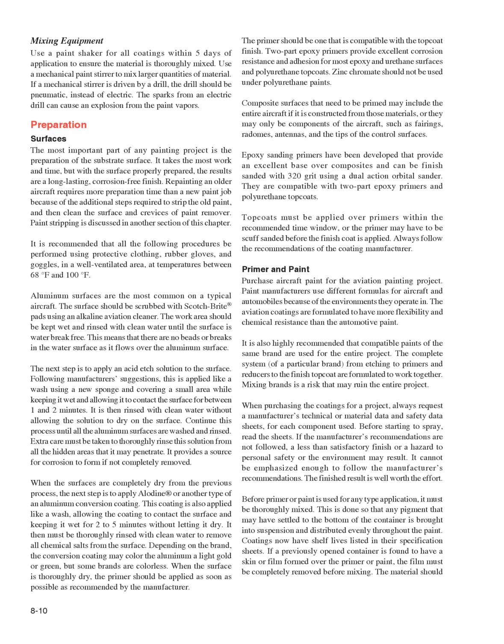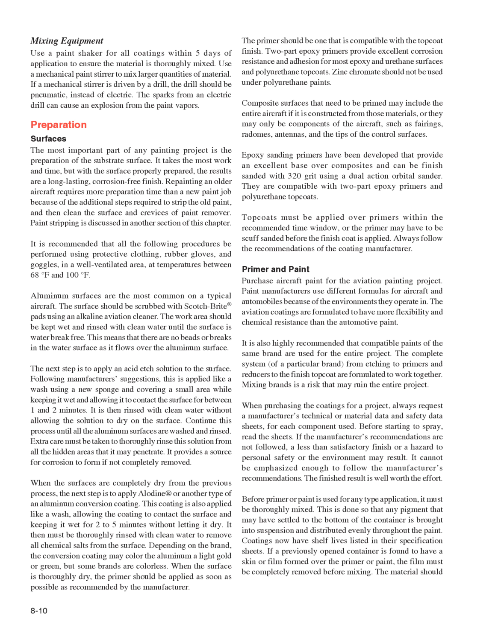Continue this process until all the aluminum surfaces are washed and rinsed. Extra care must be taken to thoroughly rinse this solution from all the hidden areas that it may penetrate. It provides a source for corrosion to form if not completely removed. When the surfaces are completely dry from the previous process, the next step is to apply Alodine or another type of aluminum conversion coating.